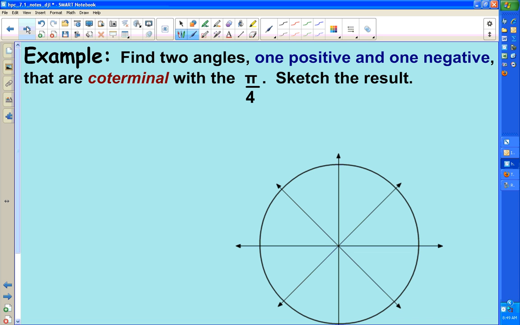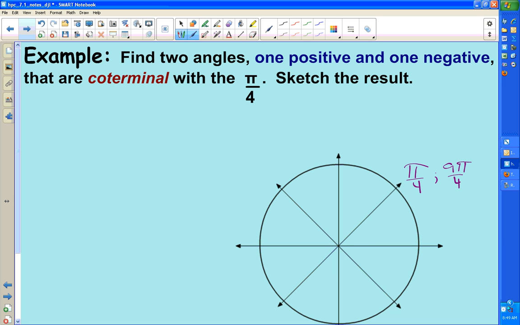Find 2 angles, one positive, one negative, that are coterminal with pi over 4. Pi over 4 is right here. Pi over 4 is halfway through quadrant 1. Its angle measurement in degrees is 45. Tell me another angle that's coterminal with pi over 4. 9 pi over 4. How do you find that? Plus 2 pi. So that means that 9 pi over 4.